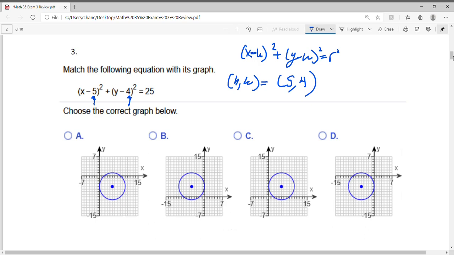Look at the formula. This is x minus h. So the 5 is h. Don't make the mistake that h is negative 5 and k is negative 4. That's a very common mistake. h is actually positive 5 and positive 4 is k. Now what is our radius? Our radius is going to be the square root of 25, and that's 5. So we'll have to find a graph that has the center of (5, 4) with a radius of 5. And the only option is option C.